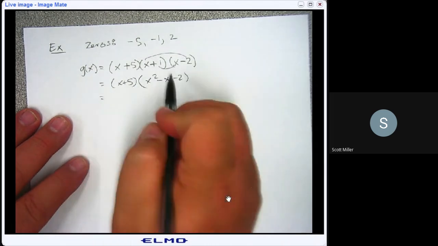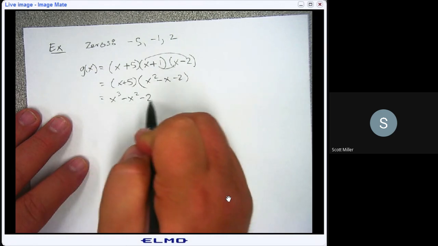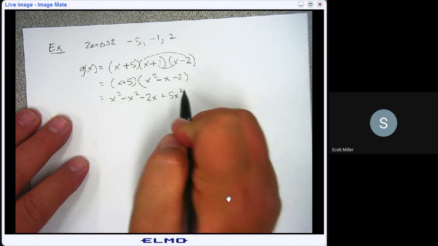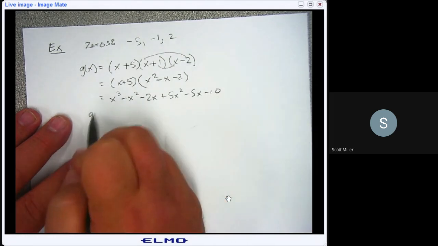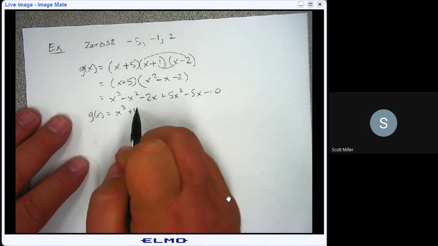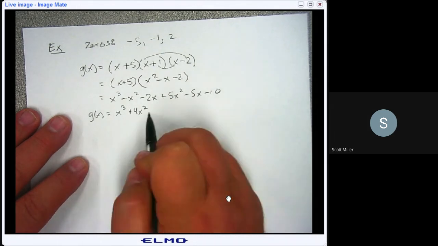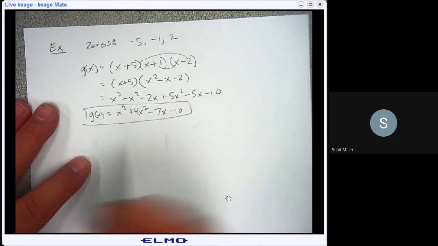And then distribute the next one here: x to the third minus x squared minus 2x minus 5x, and then minus 10. And you clean this all up. g of x is x to the third plus 4x squared minus 7x minus 10. And so that's one of the questions you'll be asked to do also.